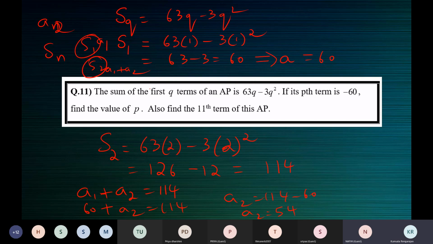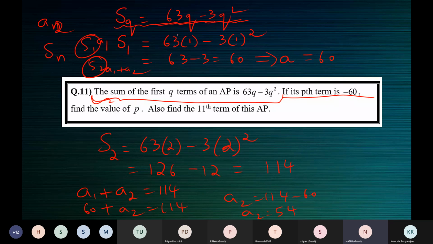So like this, children, first you cannot work with this. You have to first use this information and generate the AP, because we are given Sq, which is equal to 63q minus 3q square. This is sufficient for us to generate the AP. Do that first. Now we found the first term and the second term. Go ahead to find the common difference.